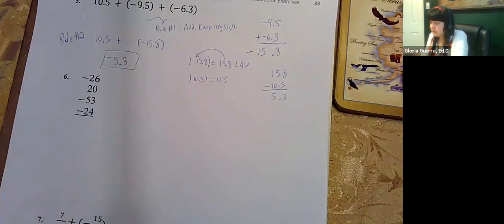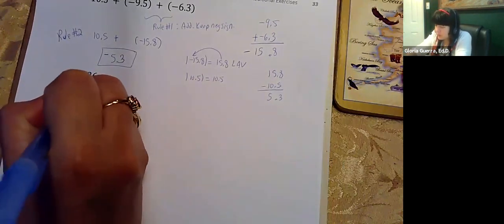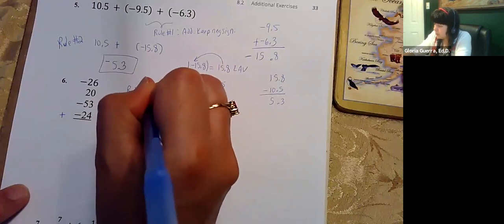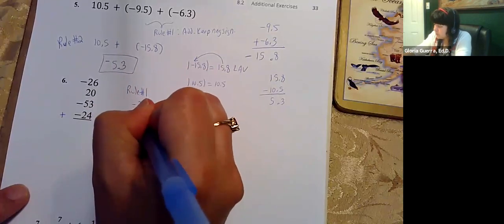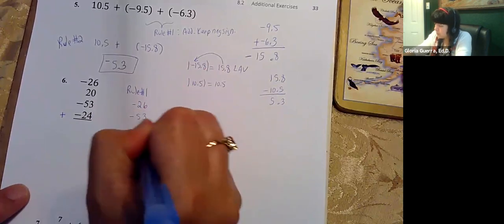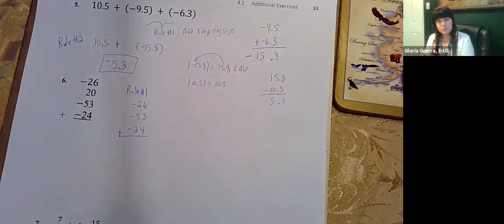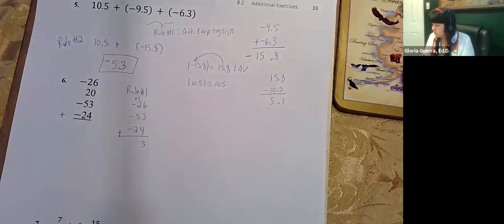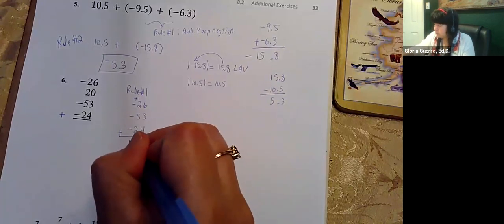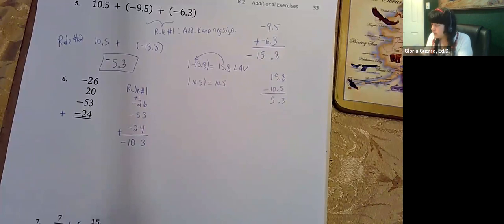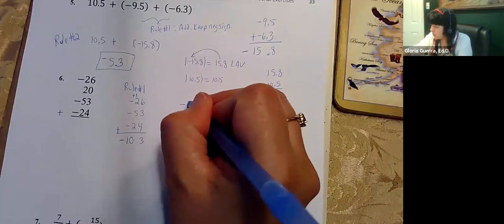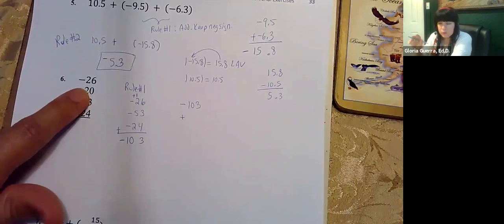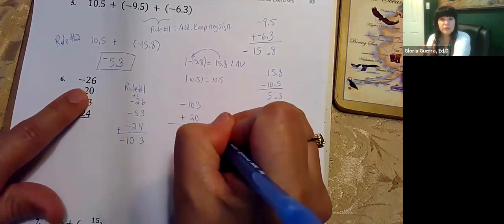Okay. And then on number 6, remember, there's a little imaginary plus sign here, right? So you're going to add up all the negatives. Rule number 1, add up all the negatives. Negative 26, negative 53, negative 24. Okay, so go and add those up. And keep your negative. Okay, so that becomes now a negative 103, plus then you would add up all the positives, but you only have this one. So you only have a 20 to add to that. Okay, so now that's what you have.